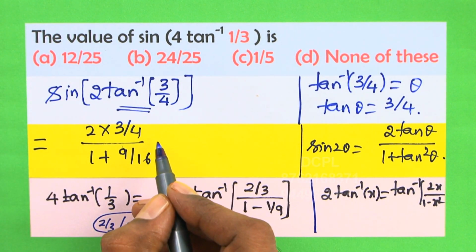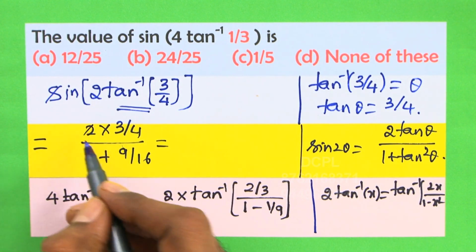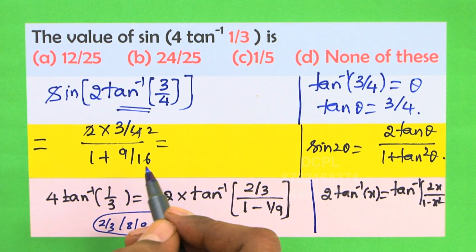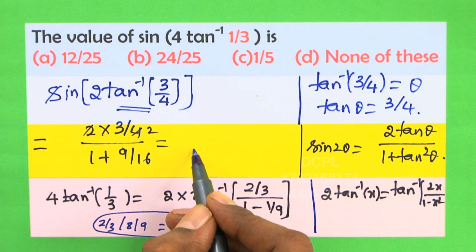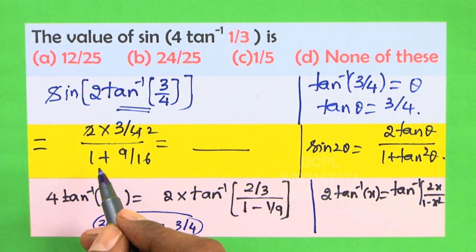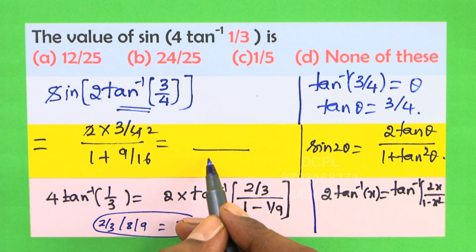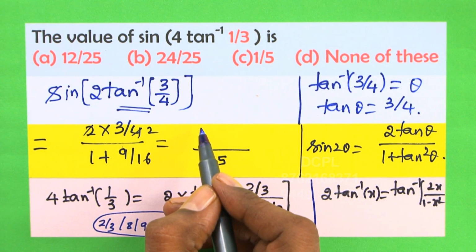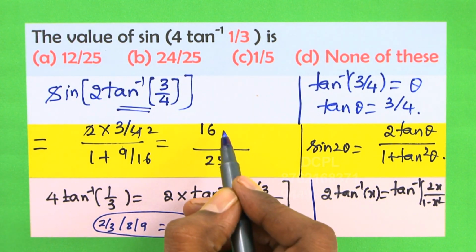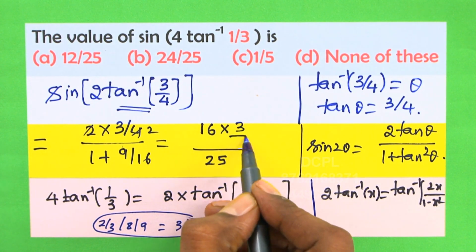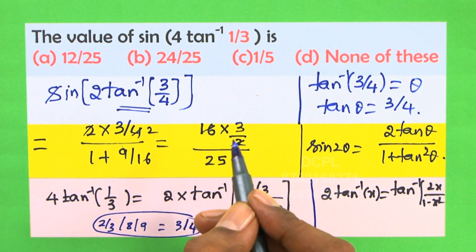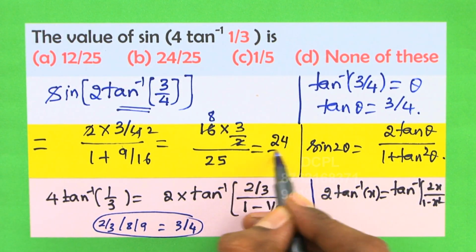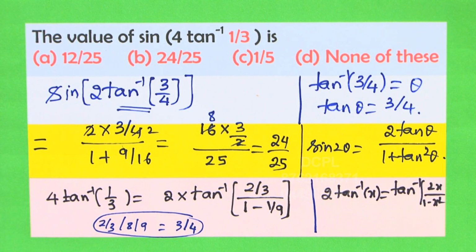So, now what will you get? 2 into 3 by 4. The 2s cancel, so you will get 3 by 2 by 1 plus 9 by 16. 1 plus 9 by 16 will give us 25 by 16. Is that correct? 16 goes to numerator, into 3 by 2 that is already there. So 2 8s are 16, 8 3s are 24. So that is equal to 24 divided by 25.